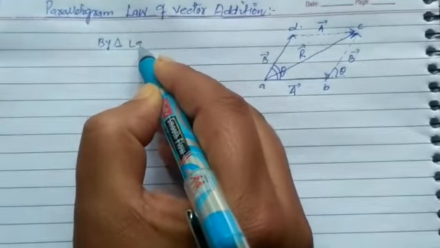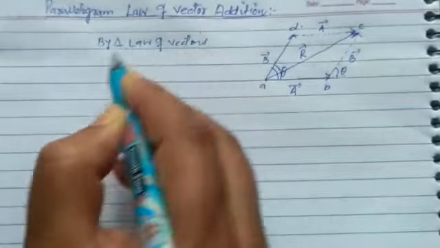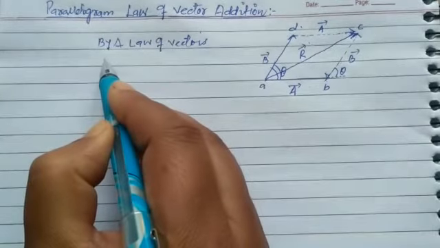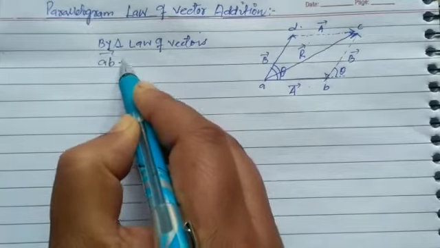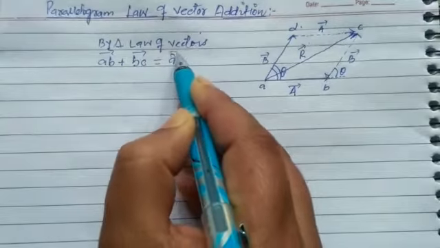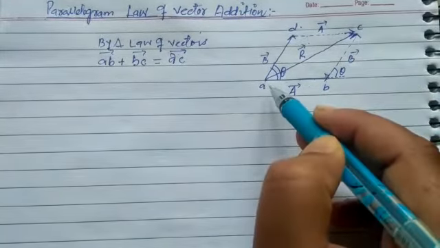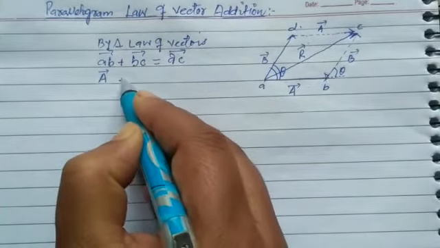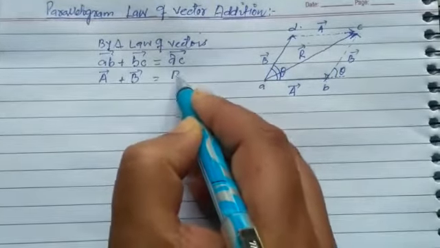the triangle law of vectors statement. You can choose it from any book. By the triangle law of vectors we have AB vector plus BC vector equals AC vector, not CA vector. So AB is simply vector A, plus vector B, equals AC vector, that is vector R.